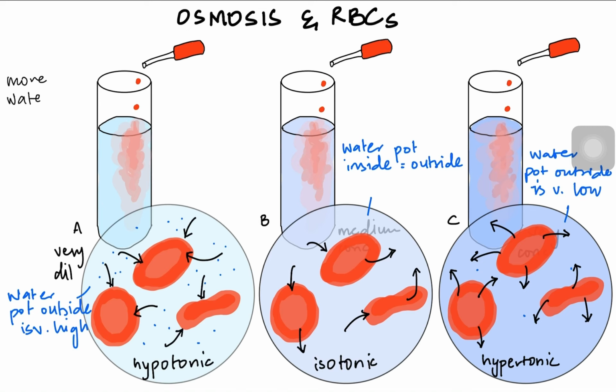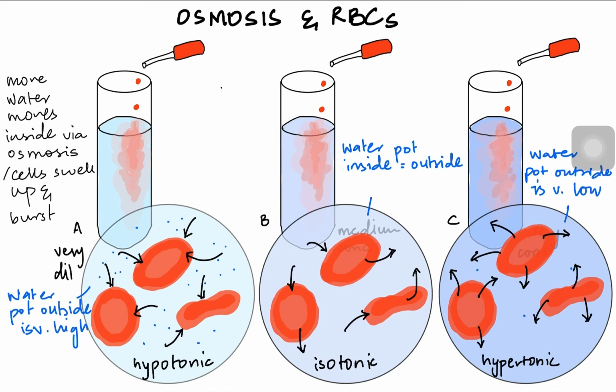In the hypotonic solution, more water moves inside. Inside what? Inside the red blood cells. So more water moves inside via osmosis. What happens? Cells swell up and finally burst. So red blood cells are going to become so much bigger and they're going to finally burst because of water coming in. In the isotonic one, cells remain the same.